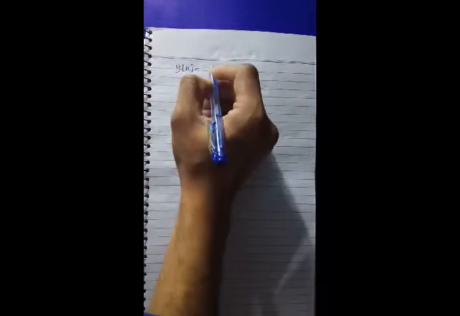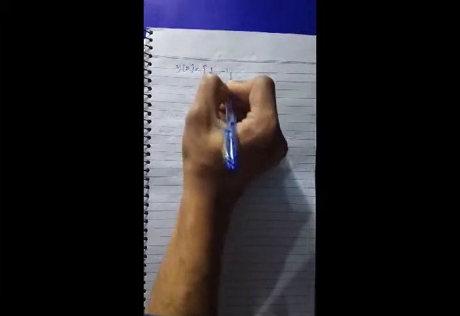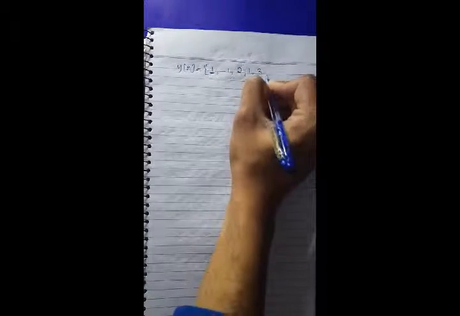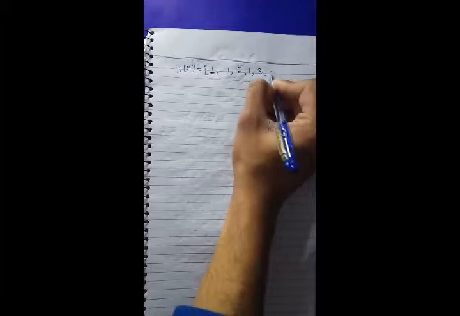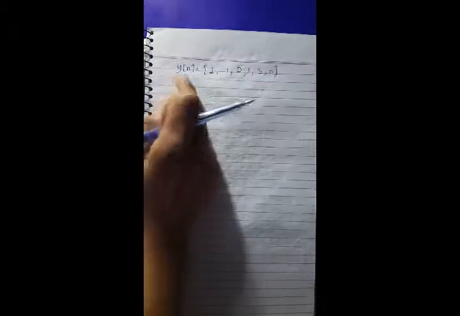So if we write the output, we get y of n equal to 1, -1, 2, 1, 3, and 0. This is the same as what we previously solved for this system using the direct method.